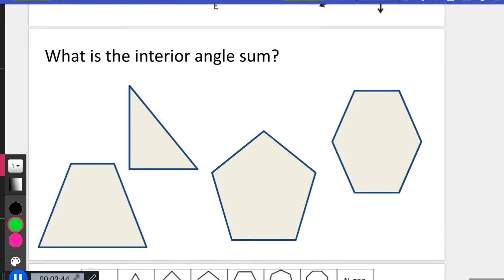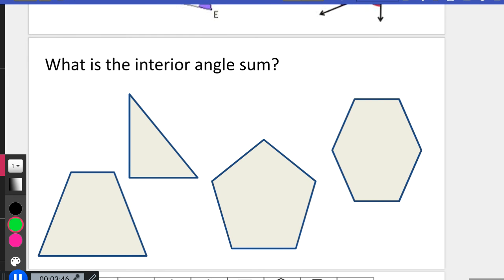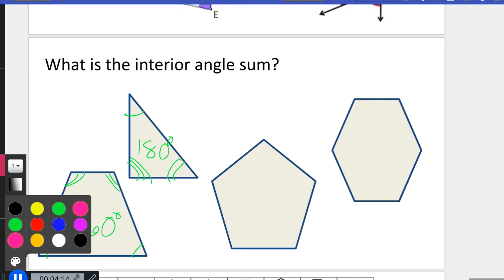Okay. The interior angle sum is when you add up all of the angles on the inside. So let's talk triangles because we're used to triangles. If I added up these three angles, it would add up to 180 degrees. Well, what about in the quad? What if I added up these angles? What's it going to add up to? Well, some of you already know that it's going to add up to 360. But I want you to watch.